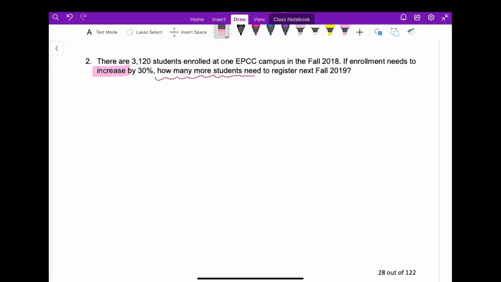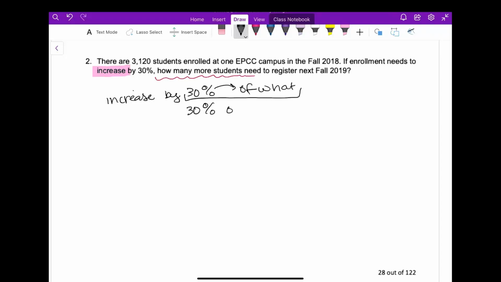So my first thought is, well, if they're asking me to increase, I need to increase by 30%. And then my question is, 30% of what? Well, let's build this some more. 30% of 3,120 students. The body of students right now is at 3,120. We need to get 30% and add that to this student body already.